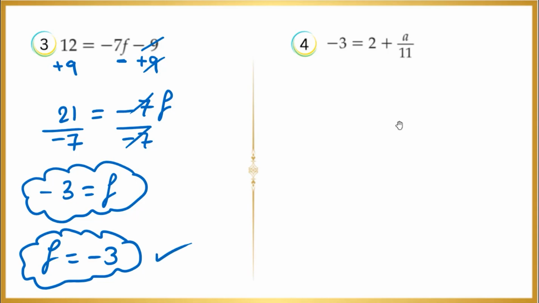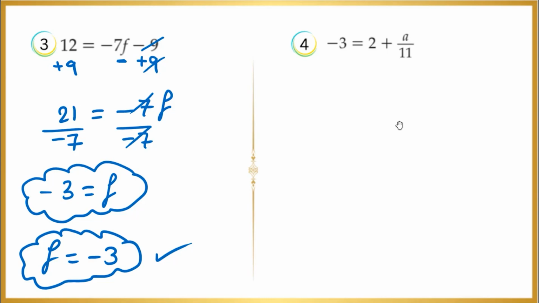Another one: negative 3 equals 2 plus a over 11. Where is the variable here? This is the variable. How can we remove the number 2 and 11? First, which one should we start with, 2 or 11? Like we said, we should start with the farthest one. The farthest one here is 2.